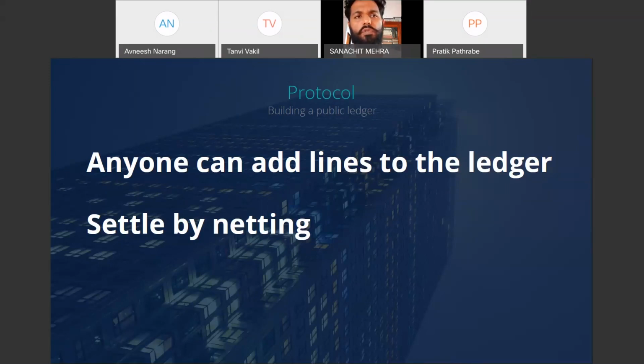And these are pretty simple base rules, right? So the first rule is pretty simple. Anybody can add a line to a ledger, which sounds pretty intuitive. And the second is you settle by netting. Okay, let's just see how this works in practice. Next slide, please.